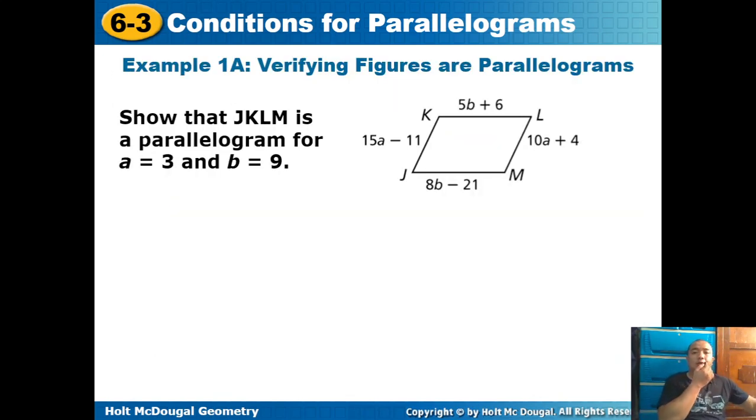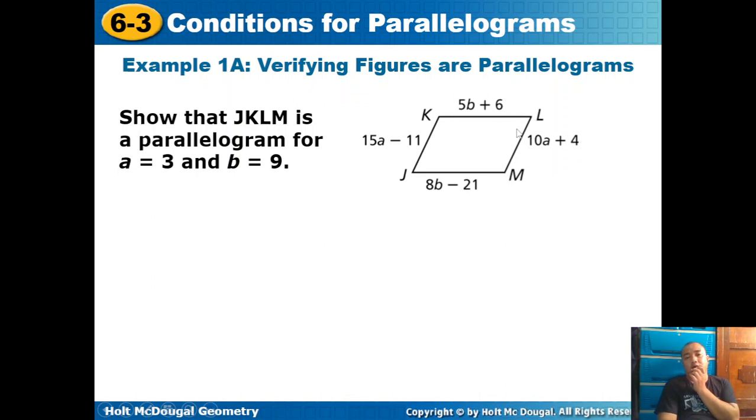Okay, verifying figures are parallelograms. Show that JKLM is a parallelogram for a equals 3 and b equals 9. Let us substitute the values into the lengths of KL, LM, JM, and KJ. Substitute here in KJ: 15 times a, or 15 times 3, is 45, minus 11. 45 minus 11 is 34. LM should also be 34. 10 times 3 is 30, 30 plus 4 is 34. Correct. JK is congruent to LM.